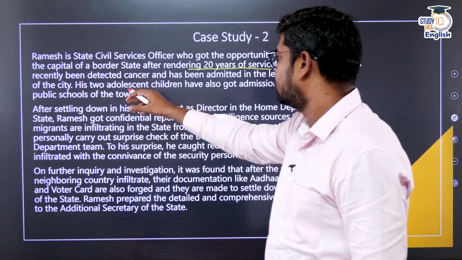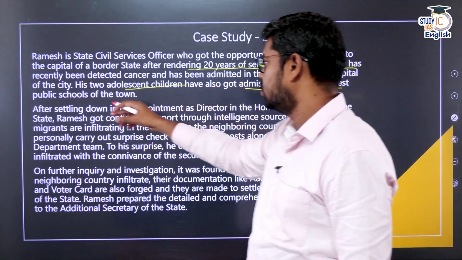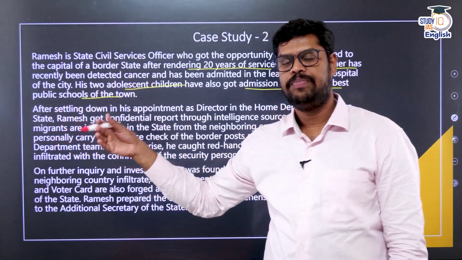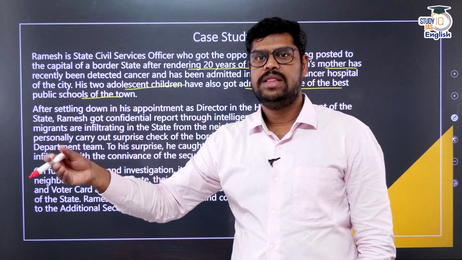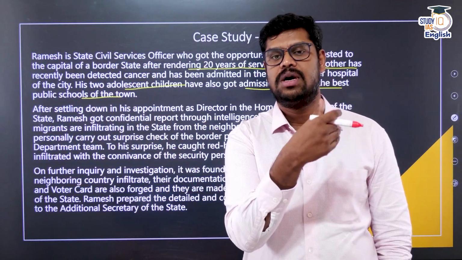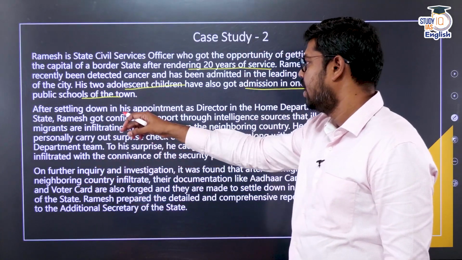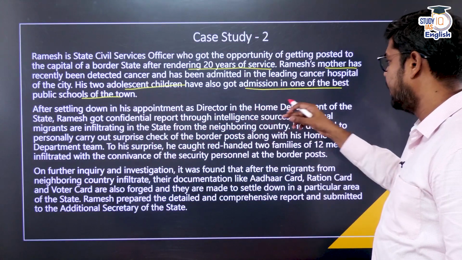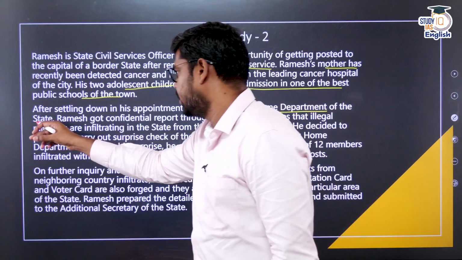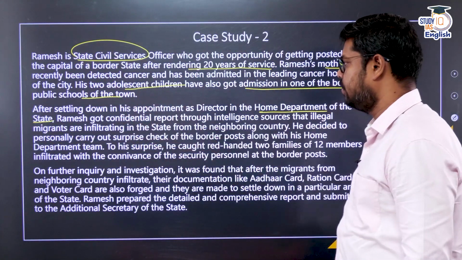And apart from that, his 2 adolescent children have also got admissions in one of the best schools in the same town. So, in the same place, his 2 adolescent children have also got the admission. That means for Ramesh to stay in that particular place is very important, because his mother's health is important, and so is his children's education. After settling down in his appointment as a director in the home department of the state, so he is a state service officer, so he has settled down in his new posting.